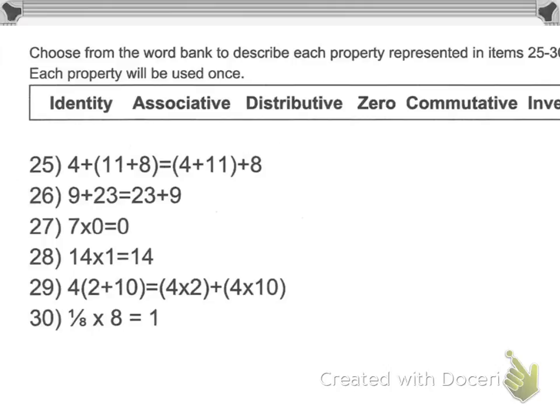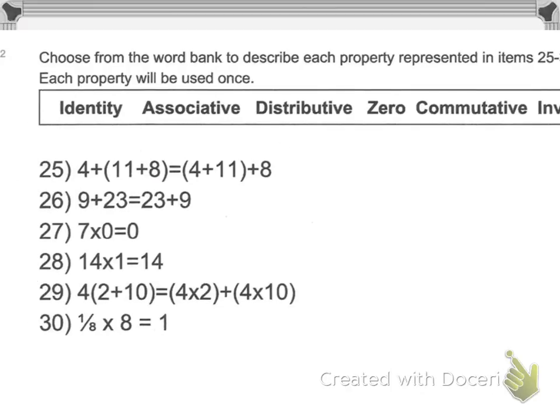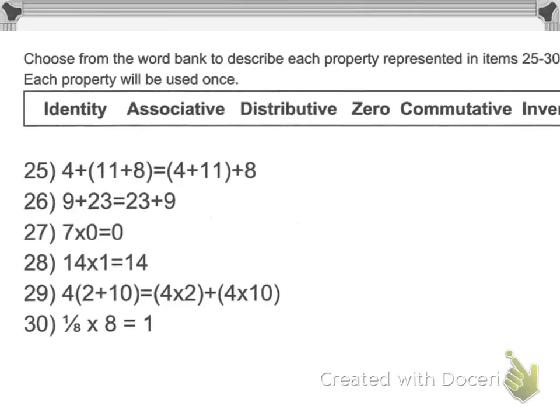All right, in this case, this one right here, the numbers are all in the same order. So 4, 11, 8, 4, 11, 8, and it's addition. And the only thing that changes is the parentheses. So that is the associative property.